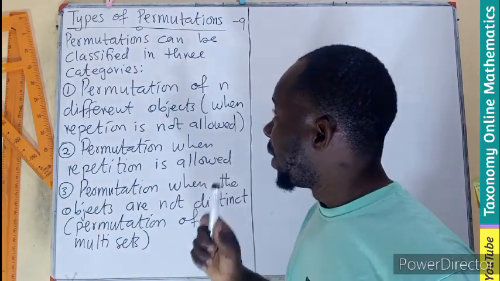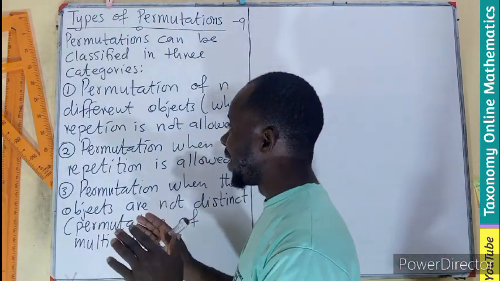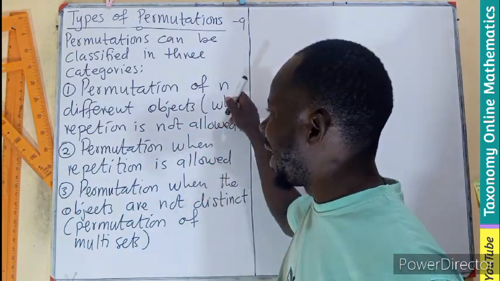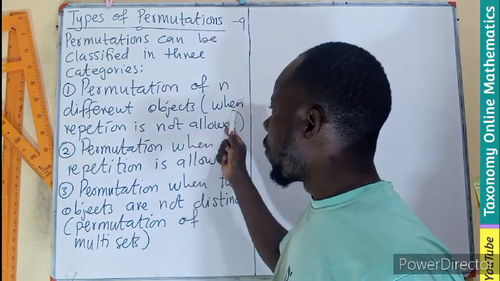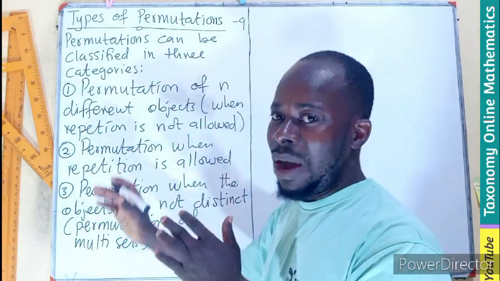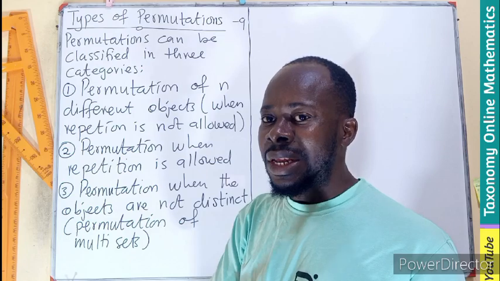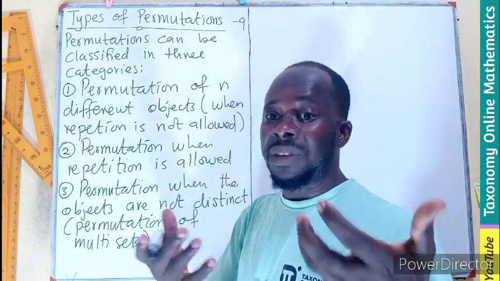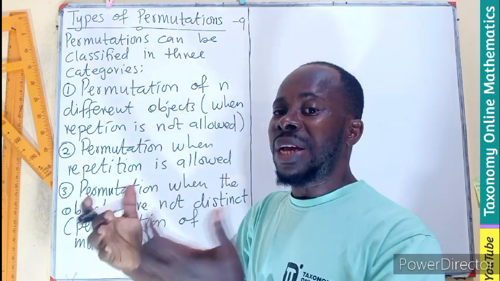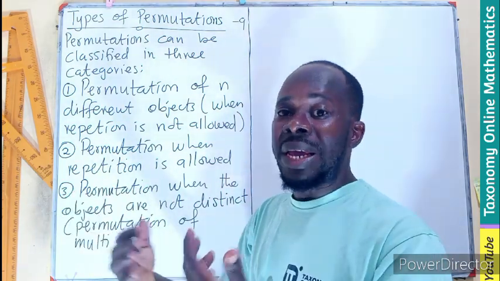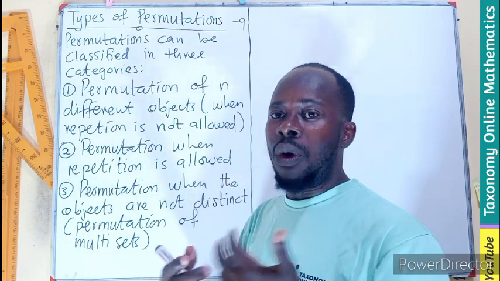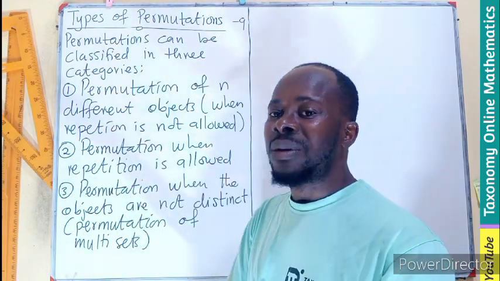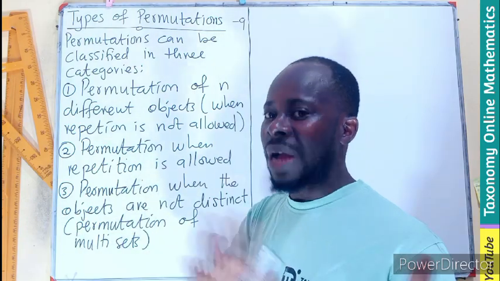So the permutation can be classified into three categories. The first category is permutation of n different objects where repetition is not allowed. If you follow the tutorial from the beginning, you can see there are ways by which we can have selection from n different objects, whereby we pick either all the n at a time or r of them at a time. That was the first instance, following the fundamental principles of counting.